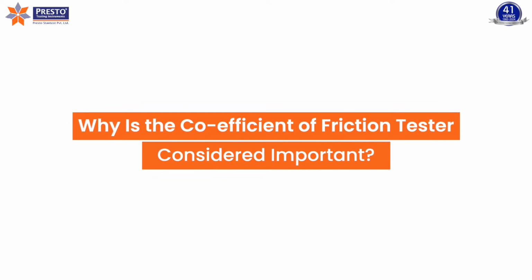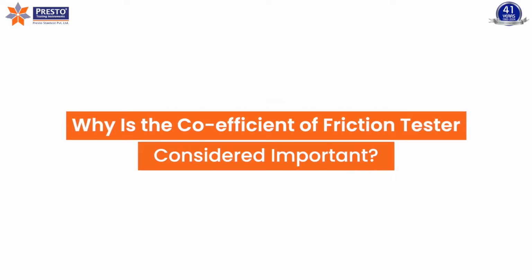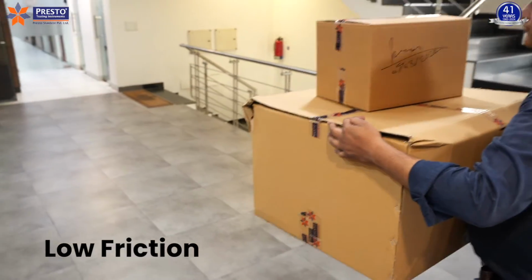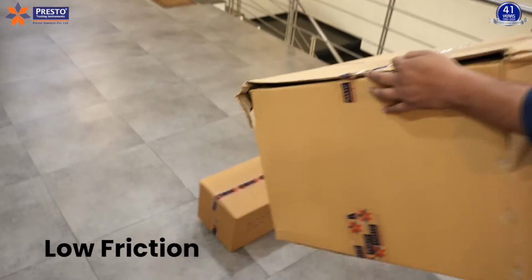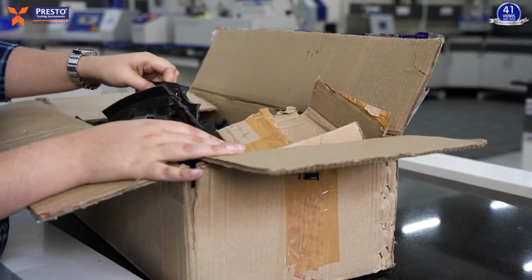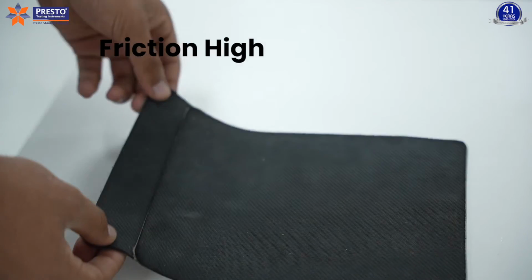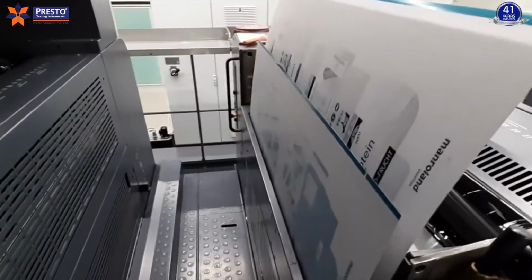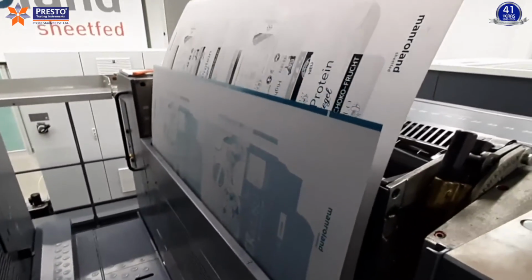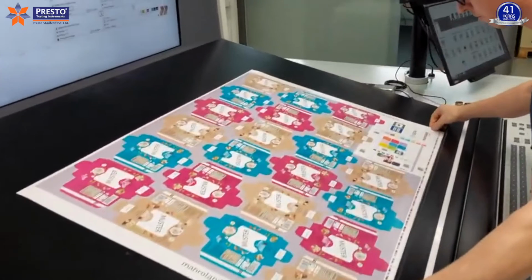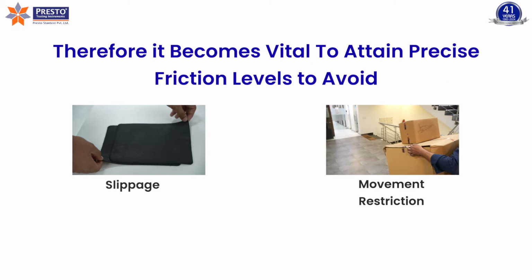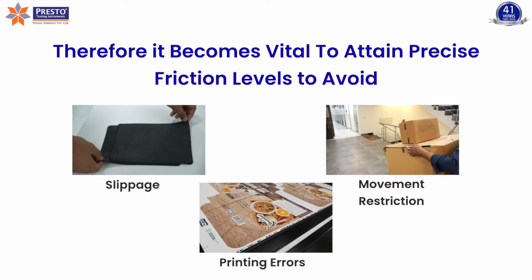Why is the coefficient of friction tester considered important? Friction is the smoothness between two materials. If the friction is less than required, there are huge chances of slippage and thus breaking of materials. If the friction is high, the movement between two materials is restricted. In the case of uneven friction, there are chances of printing mistakes. Therefore, it becomes vital to attain precise friction levels to avoid slippage, movement restriction, and printing errors.